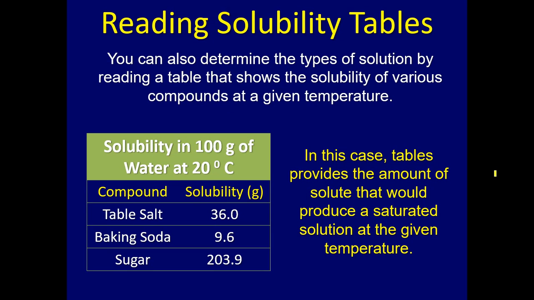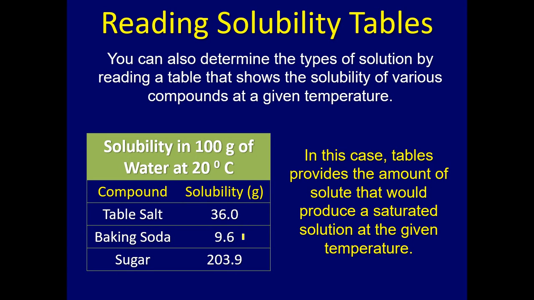Okay, so you can also determine the types of solutions by reading a table that shows the solubilities of various compounds at a given temperature. In this case, the table provides the amount of solute that would produce a saturated solution at the given temperature. So what this is saying is that at 20 degrees Celsius in 100 grams of water, these are the amounts that can be dissolved of each of these substances. So for table salt, 36 grams would be a saturated solution. You can have 36 grams dissolved of table salt in 100 grams of water at 20 degrees Celsius.